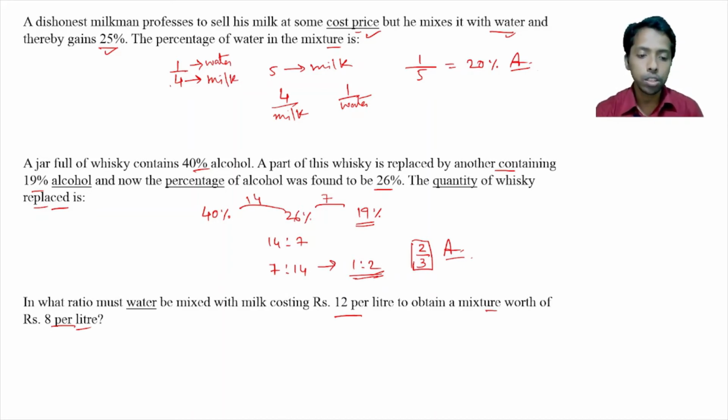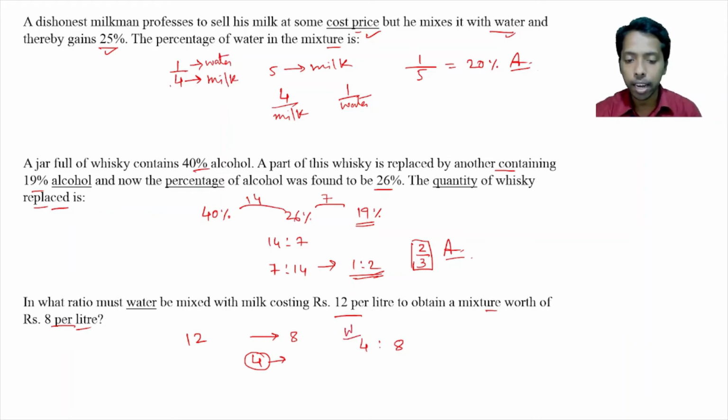Okay. So water is mixed with milk costing 12 rupees per liter to obtain a mixture worth 8 rupees per liter. Initially that is 12, now it is 8 rupees per liter. What's the difference? That is 4. This 4 liters or 4 units is the water being added to the mixture. Now in what ratio is water mixed? This is 4 and this is 8. This is the part of water getting added and this is the milk, right? So what's the reduced form? That is 1:2, which is the answer here.